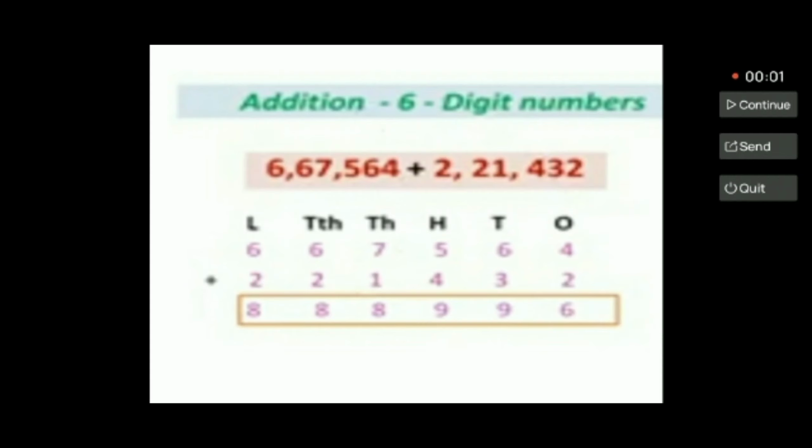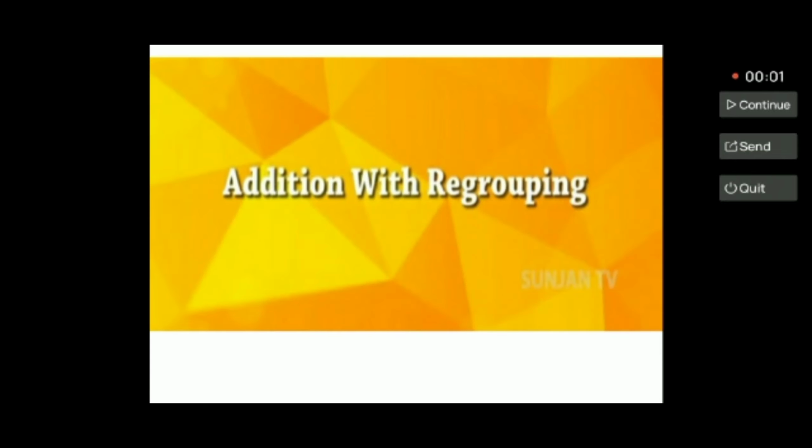Okay students, these are the two addends given to us. These numbers are called addends. Okay, now you can see here we didn't get any carryover. When we add any two numbers and we don't get any carryover, such kind of mathematical sum is known as addition without regrouping. Okay students, addition without regrouping. So next one, addition with regrouping.